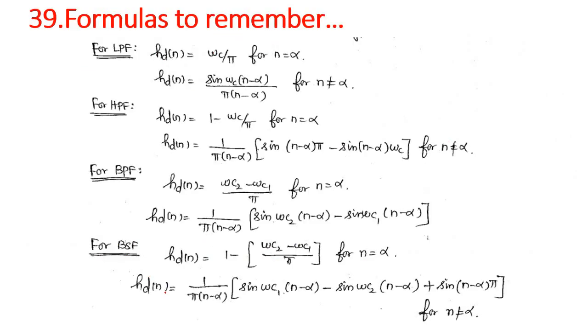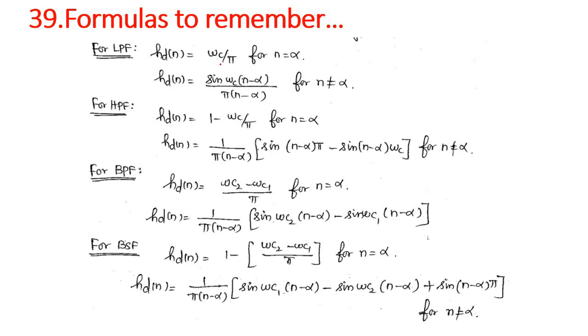And there are formulas we have to remember. For FIR filter design using Fourier transform as well as the windowing technique, we will be using these formulas. So HD of n, using L'Hospital's rule, we can find the HD of n. Instead of that, we can remember directly using these formulas. For low pass filter, HD of n value is given, and for high pass filter, band pass and band stop filter. Just go through these equations. Sometimes it may be asked. For n equal to alpha and n not equal to alpha, 2 formulas are there for every filter.